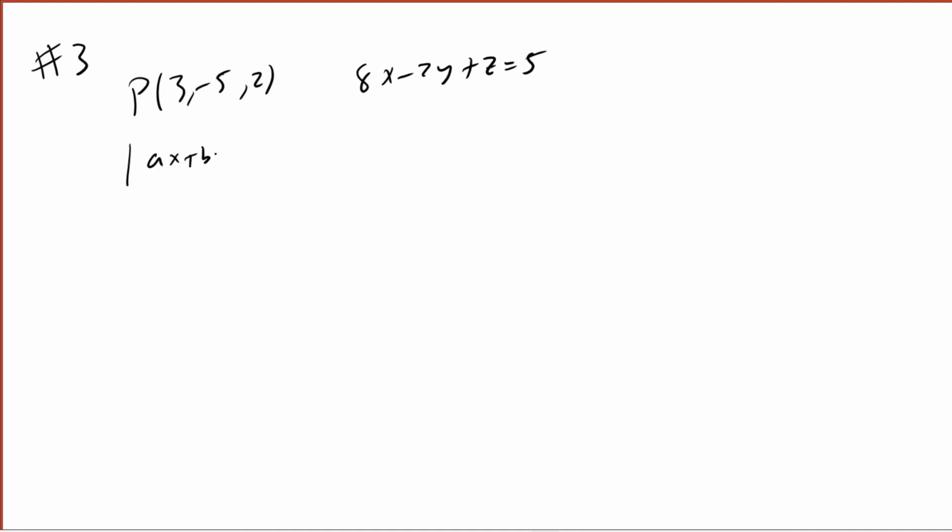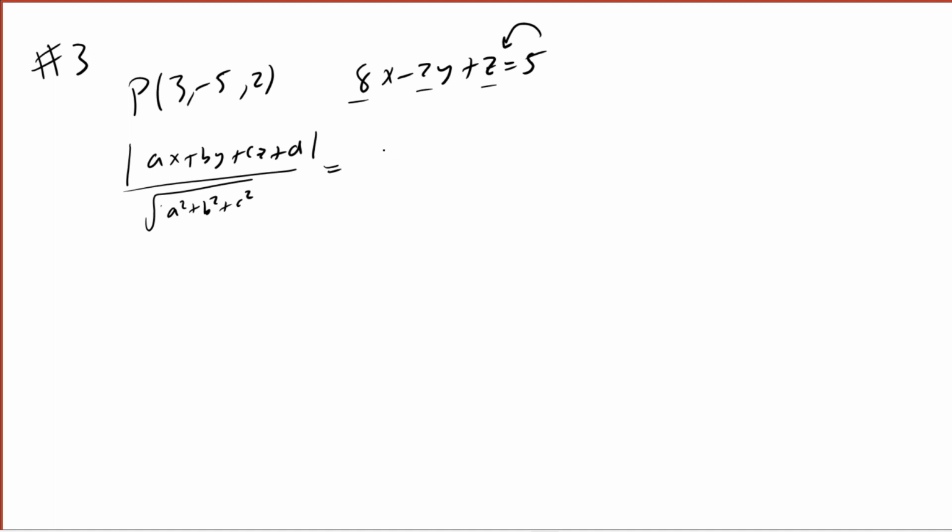We have the absolute value of ax plus by plus cz plus d. So remember, for d, we need to move this to the other side, so we get the sign correct, over the square root of a squared plus b squared plus c squared. Right, and that's just the norm of (a, b, c). That's just the norm of the normal.